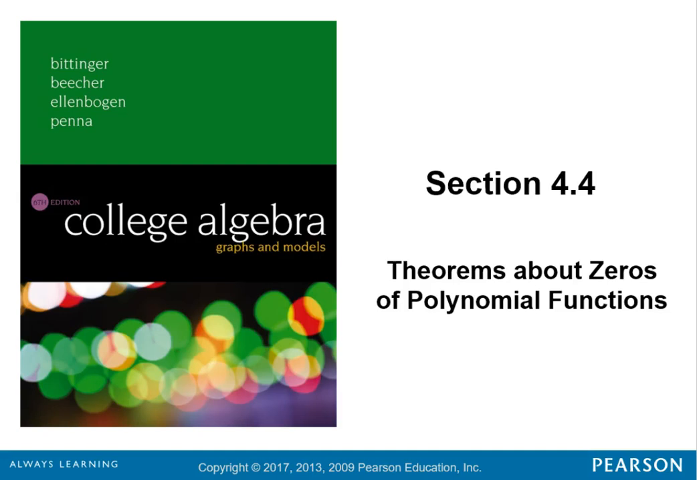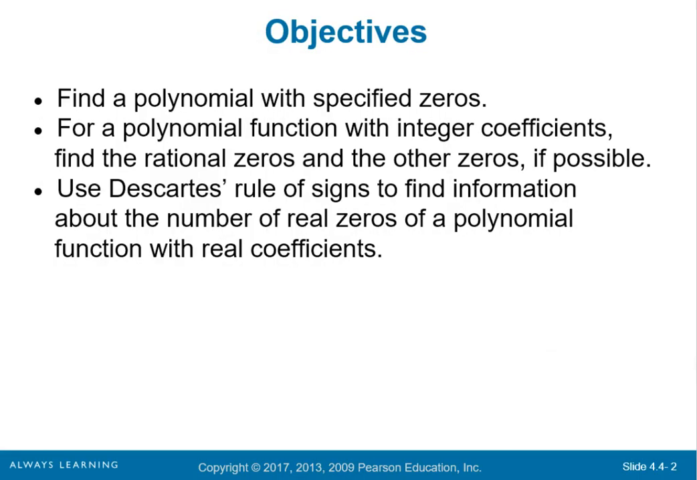All right, we are going to start on section 4.4, theorems about zeros and polynomial functions. Let's get started. We're going to be talking specifically about polynomials with their zeros when they're given to us. For polynomial functions with integer coefficients, we find the rational zeros and the other zeros if possible. Sometimes they're not possible. And we're going to use Descartes' rule of signs to find information about the numbers of real zeros in a polynomial function with real coefficients.